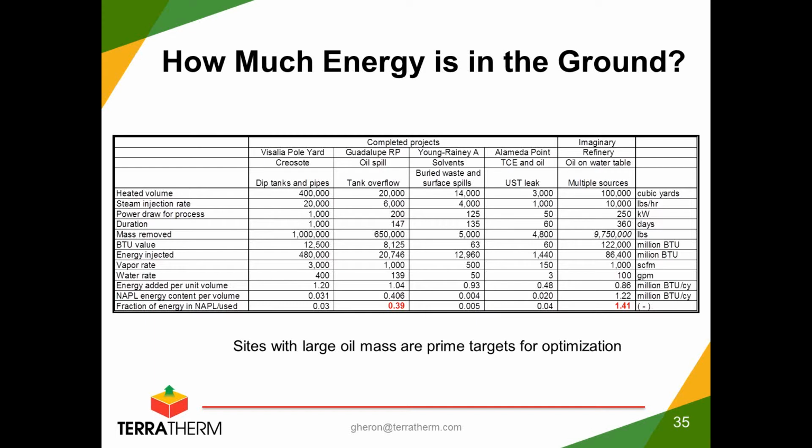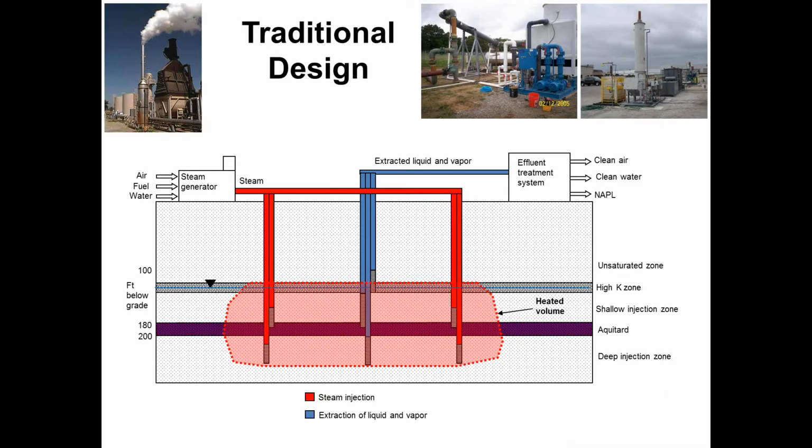If you imagine some refineries that have big spills and pools of NAPL underneath them, you can have sites that have more energy in the ground than it takes to do the thermal remediation. If you have permission to use the fuel that you recover, you don't have to buy any other fuel. You can run the process by what is in the ground.